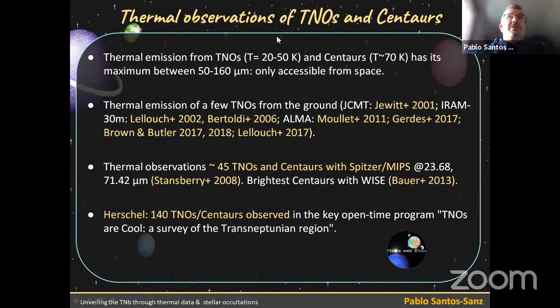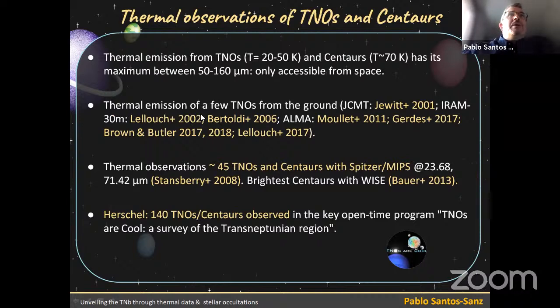What about thermal observations of trans-Neptunian objects and centaurs? Well, regarding the thermal emission from TNOs and centaurs, the typical temperature of a TNO is from 20 to 50 kelvins, and for centaurs it is 70 kelvins. The thermal emission has its maximum between 50 and 160 microns. This means that these wavelengths are only accessible from space. The peak of the thermal emission of TNOs and centaurs can only be observed from space.